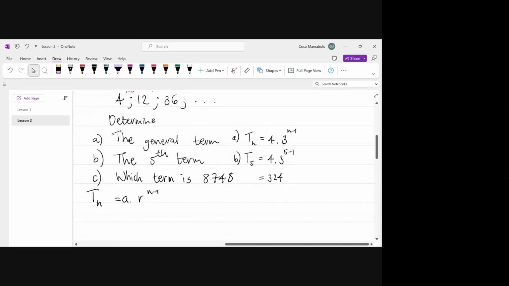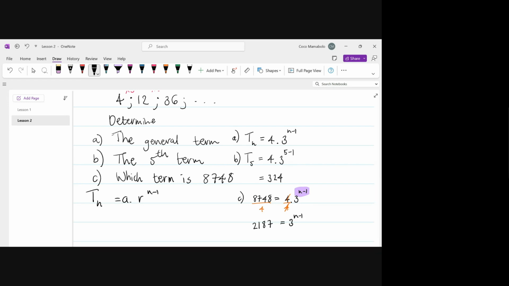All right. In the next one, which term is, so we're going to take the whole of Tn and we're going to replace it with 8748. So for C, we're going to go 8748 equals 4 times 3 to the power of n minus 1. Now, I want n. Therefore, I must get rid of the 4 first. I'm going to divide both sides by 4. Right. So 8748 divided by 4 will give us 2,187. So 2187 equals 3 to the power of n minus 1.